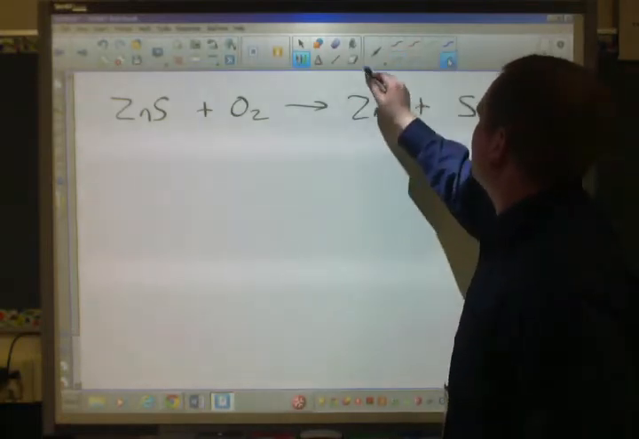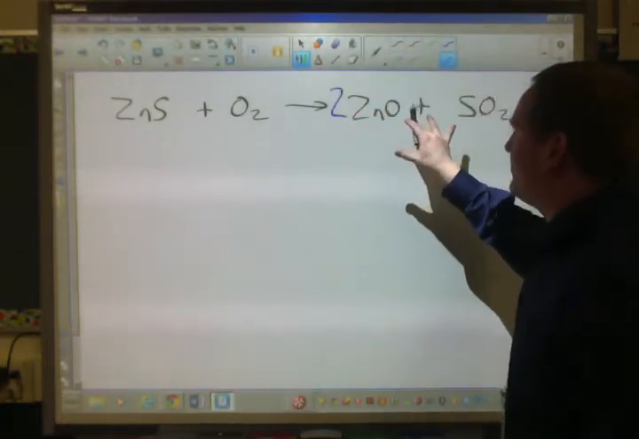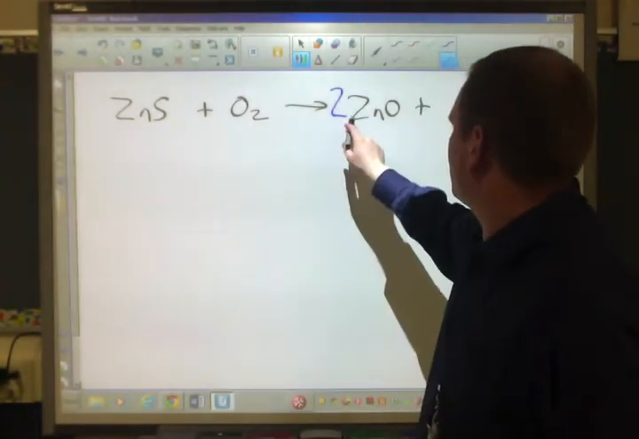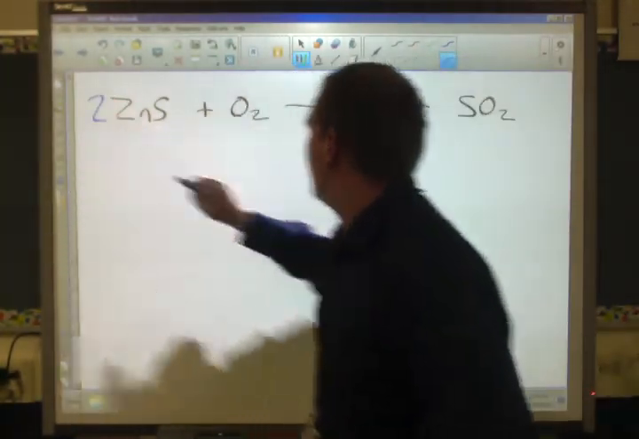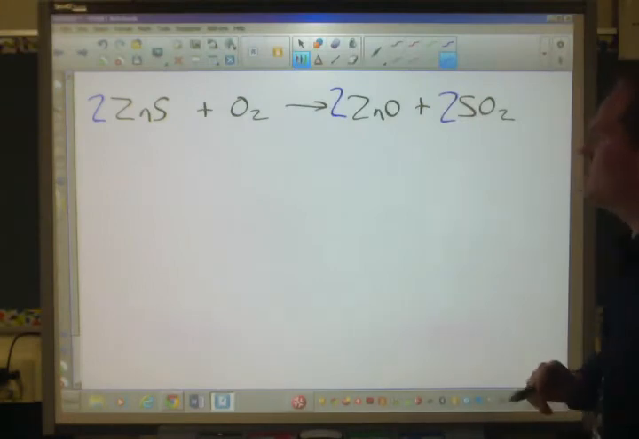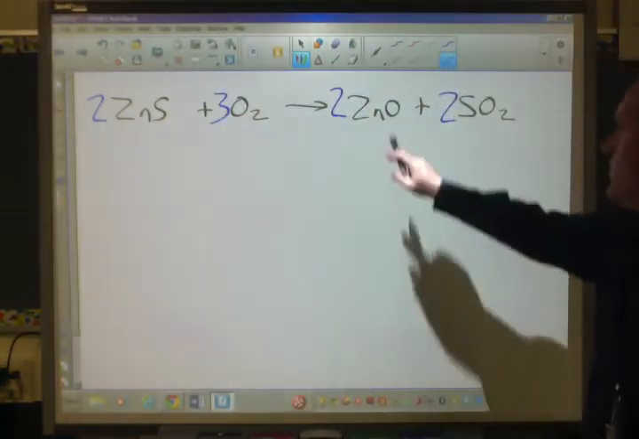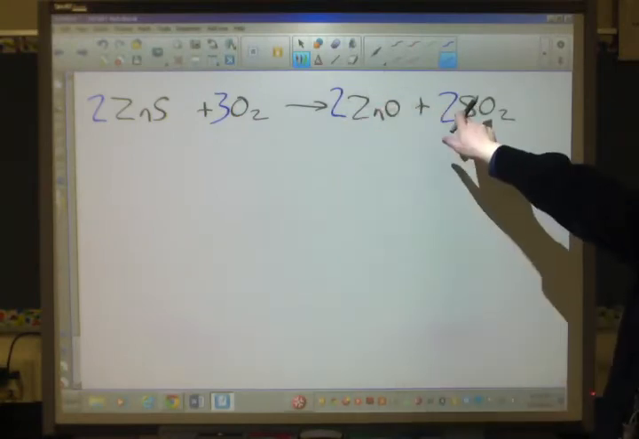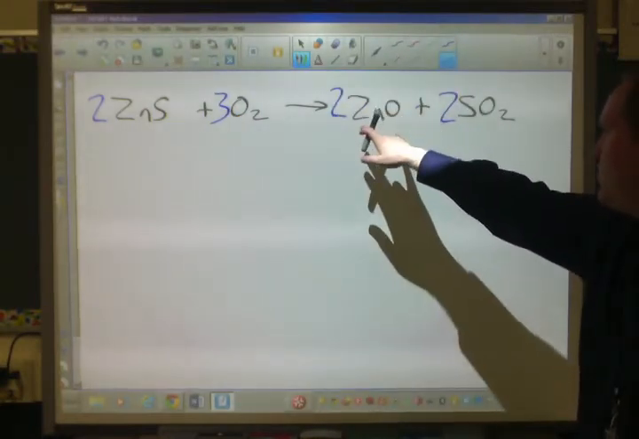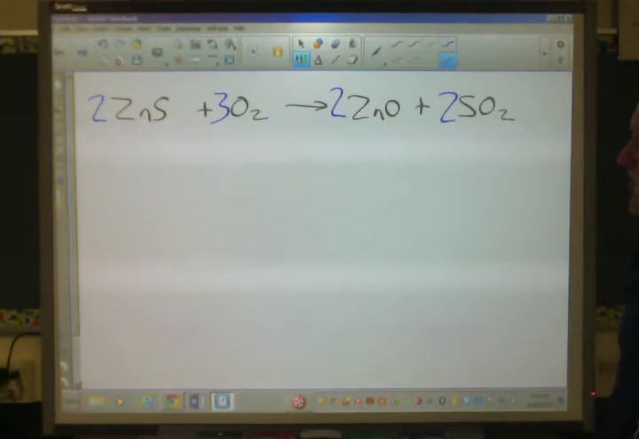Let me just throw some numbers out. 2 there would give me 4 oxygens, which works. 2 zincs, and I need 2 sulfurs. Yeah, this will work, and then a 3 here. So 2 zincs, 2 sulfurs, 6 oxygen, 2, 4, 6 oxygen. So 2, 3, 2, 2.